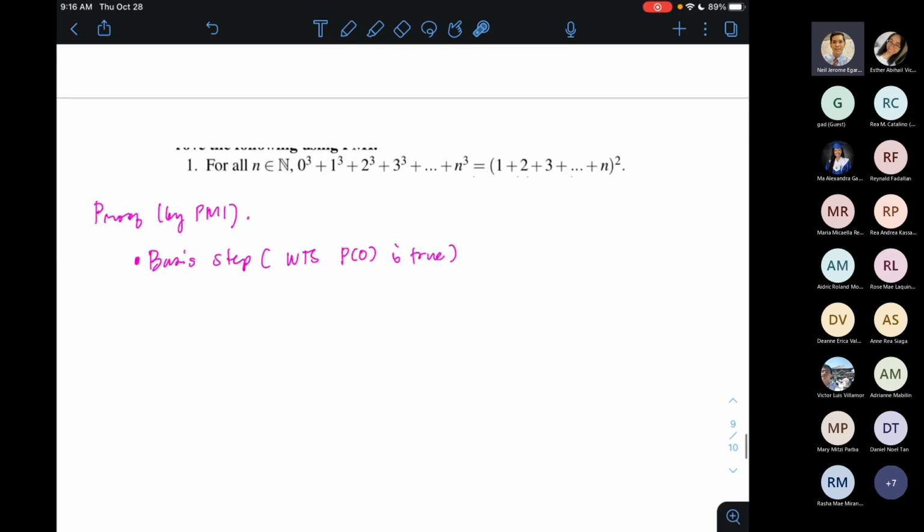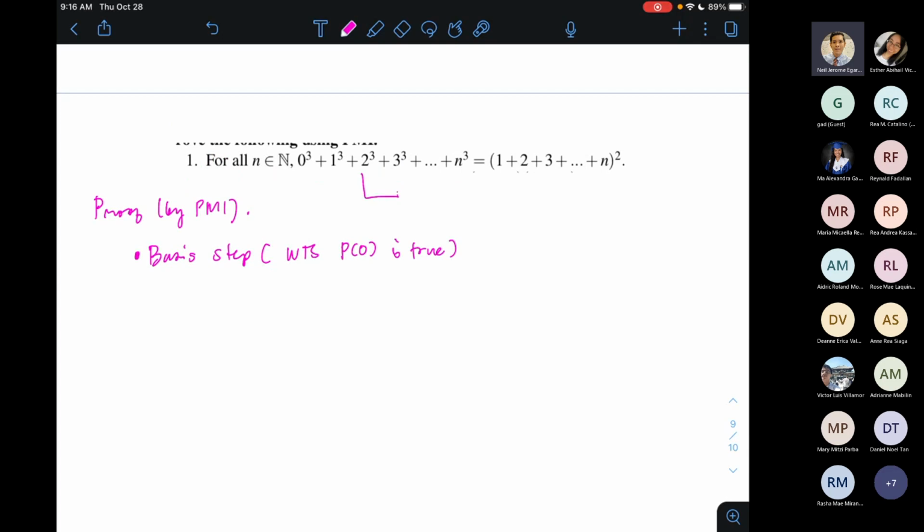Or in other words, na-encounter nyo na ba yung summation notation? We can write it in summation notation as summation of k cubed, k going from 0 until n. So si k lamang dito ay papalitan natin ng mga natural numbers starting from 0 until n, tapos kunin natin yung sum nila. That's how we get this guy.